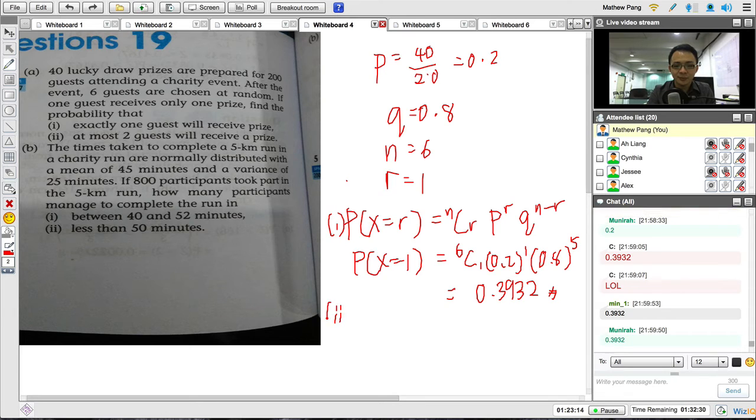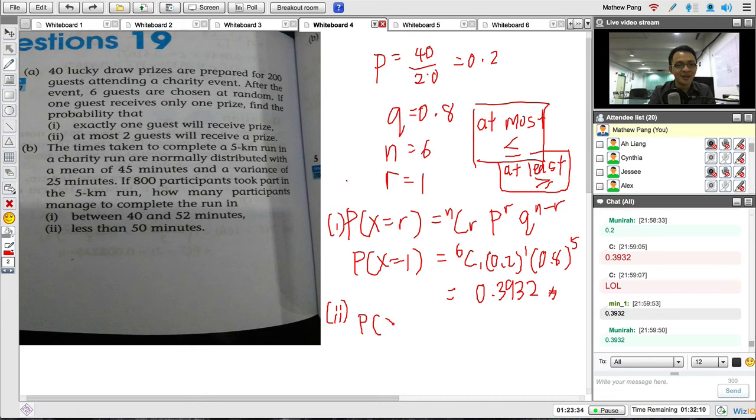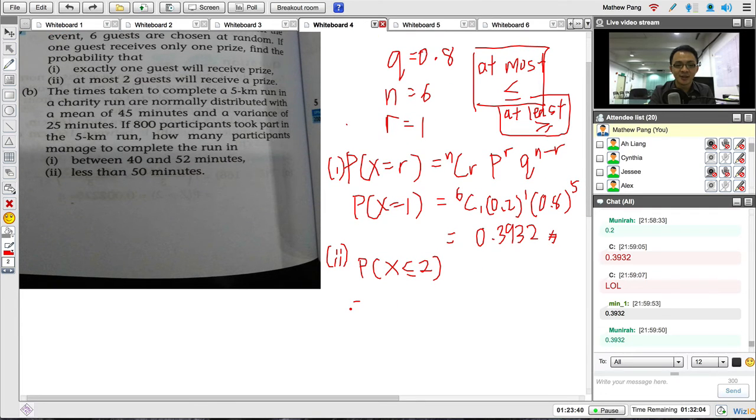For part 2, at most. Just now I said at most is what symbol? Less than or equal to. Just remember this one. If you see at least, it means the other way around, bigger than or equal to. This is very common sense, so make sure you understand it. So at most 2 means less than or equal to 2. That is probability X equals 0 plus probability X equals 1 plus probability X equals 2. I'm not going to go through this one because it just applies the formula, so you just press it yourself.